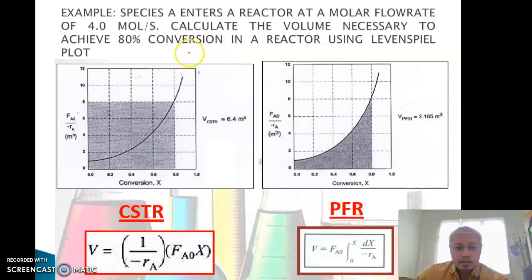Okay, this is an example of the level spill plot, where we plot FA naught over negative RA versus X. This is the level spill plot.